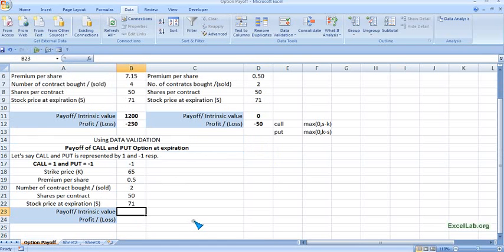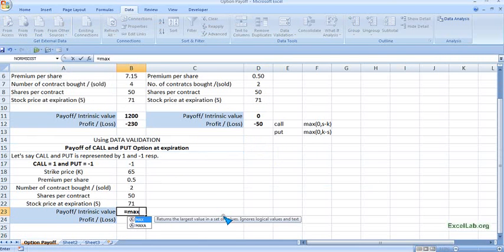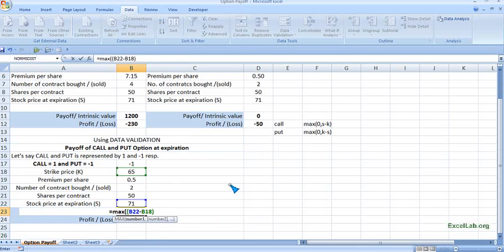Okay, now here the payoff, again put maximum and spot minus strike, and here I am linking to B17. For call it's correct, B22 minus B18, the spot minus strike, but for put it is just the contrary, which is strike minus spot. So for put it will be negative, and B17 is minus 1, so it becomes positive. That's why we have considered 1 and minus 1.